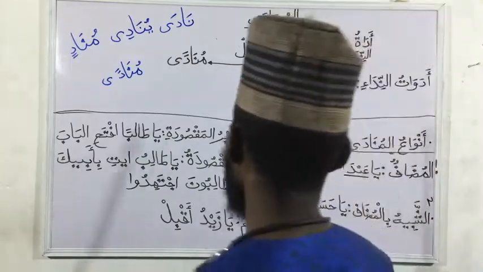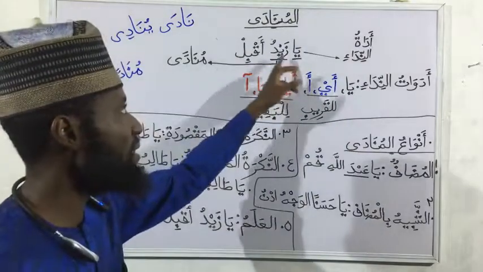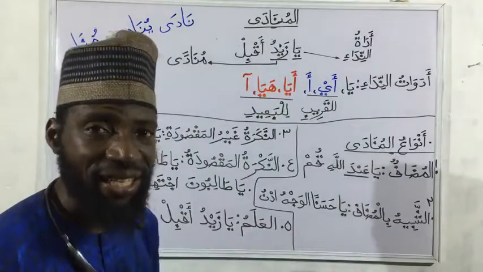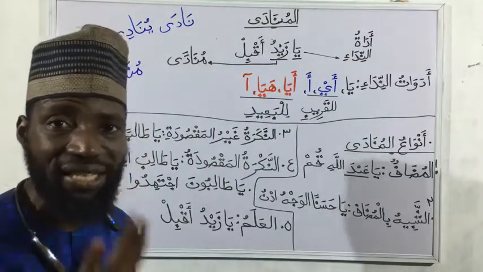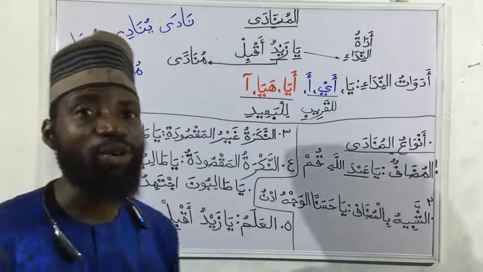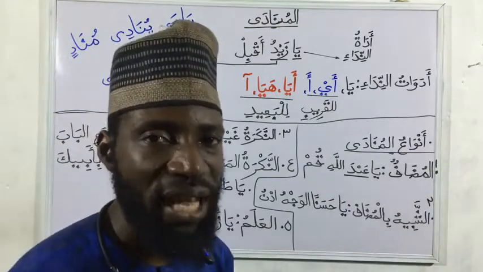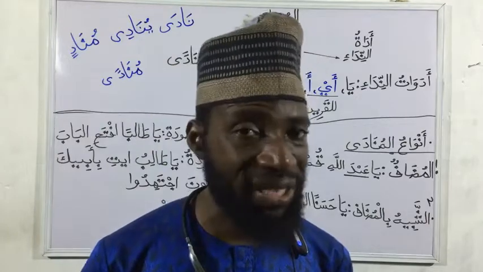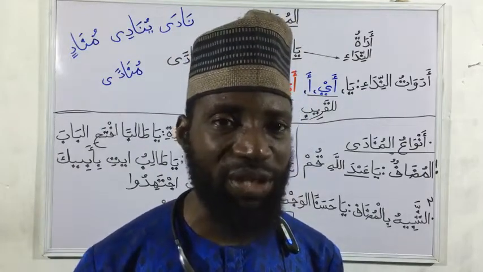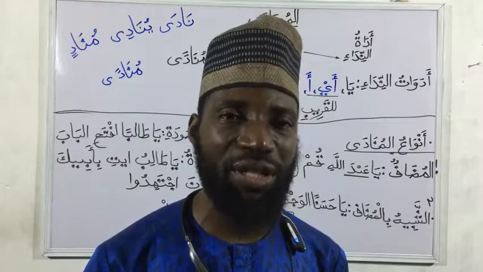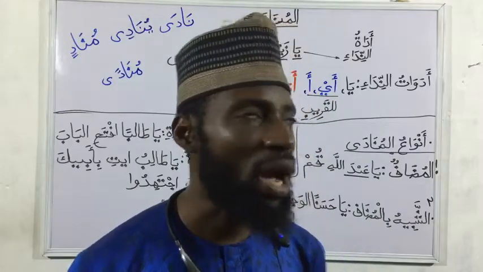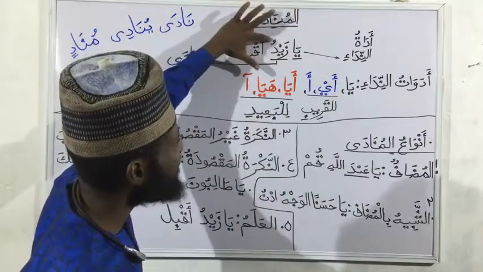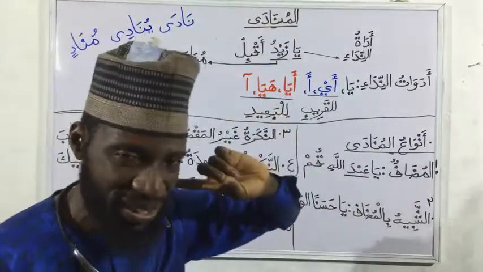Now let's look at a word here. Ya Zaidu. You can see Ya Zaidu. I did not say Ya Zaidan. A lot of people think, especially those who are just learning, that whenever you call anything, by default that thing should take nasb. No, that is wrong. It depends on what you are calling. That determines what your munada will take. So I will not just say Ya Zaidun here. Look at what I said: Ya Zaidu, just one damma. It is not a mistake.